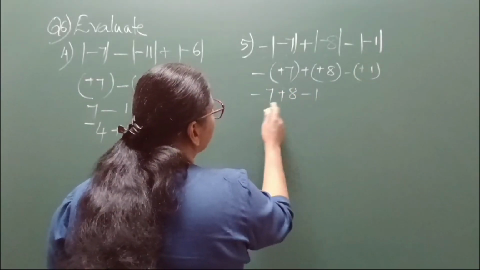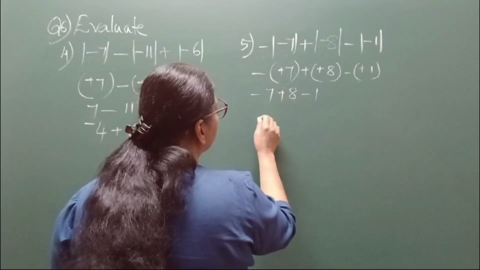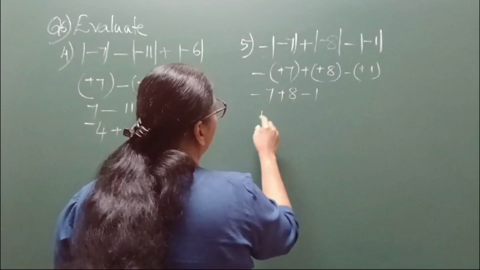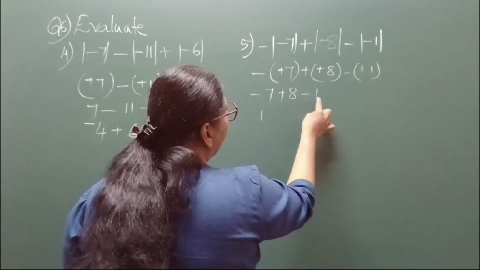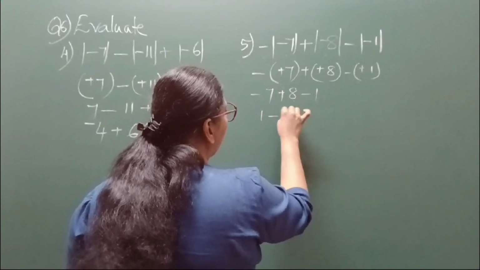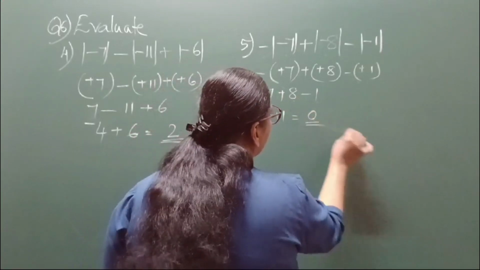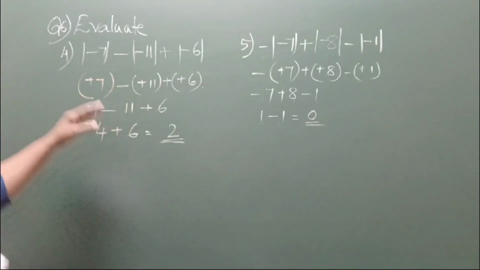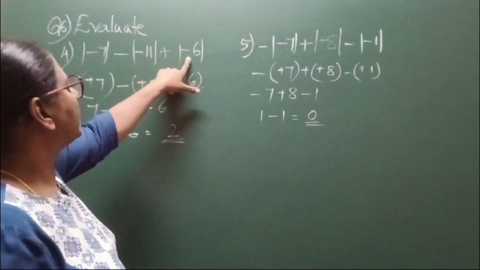Two different integers, find the difference of it. 8 minus 7 is equal to 1. Greater number sign is plus. Then minus, this is 1. So 1 minus 1 is equal to 0. This is our answer. Once again, minus 7 minus minus 11 plus minus 6.